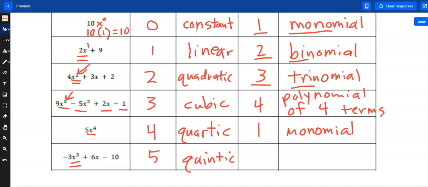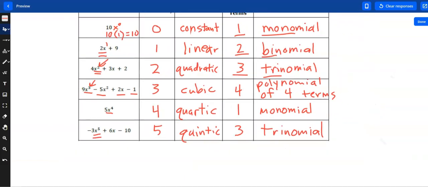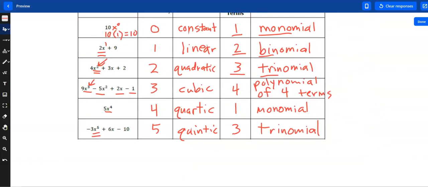Quintic, quintic. This one has 3 terms, and so it is a trinomial. So you will need to be able to do that. You will need to be able to look at it, look at the degree, tell me whether it's a constant, linear, quadratic, cubic, quartic, or quintic, and based on the number of terms, use something like monomial, binomial, trinomial, or polynomial of, and then list out how many terms there are. We'll go to the next slide.